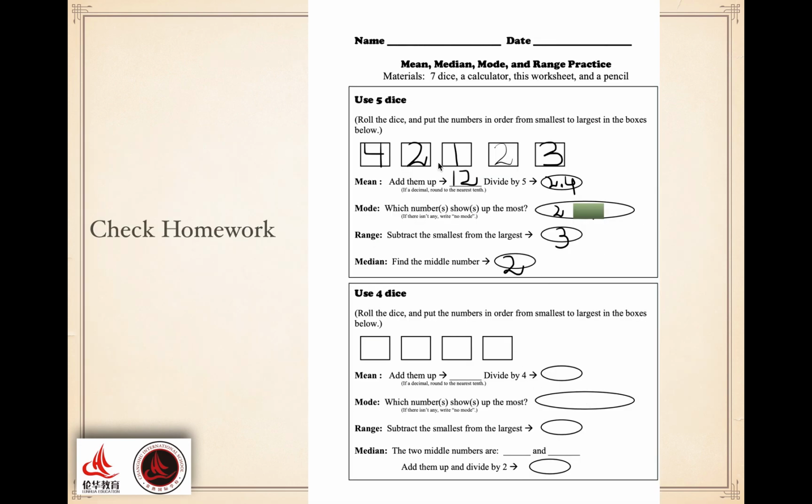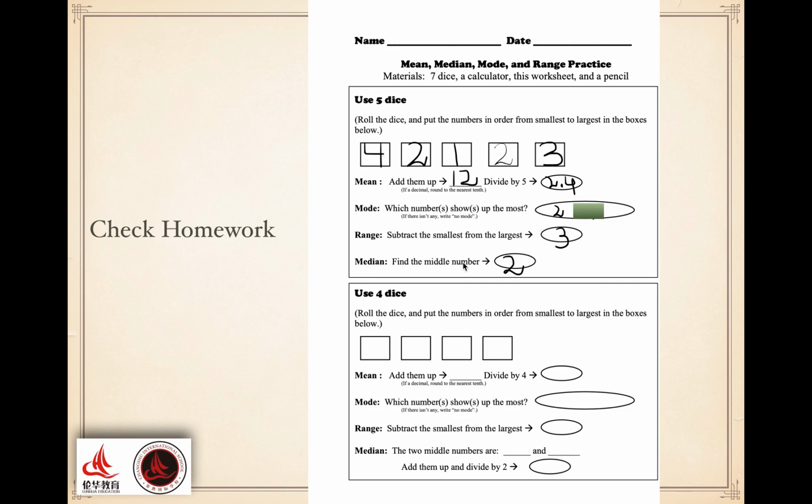All right, so let's check the homework from last time. Now, I had 5 dice, so I just rolled 5 different numbers, and this is what I got. I got 4, 2, 1, 2, and 3. Now, to get mean, you have to add all these numbers and divide it by the amount of numbers you have. So I got 12 divided by 5, 2.4. Now, mode. Mode is the number that repeats itself the most. So I had 2 2's, so 2 is the mode. Range. Subtract the smallest from largest. So 4 minus 1, 3.